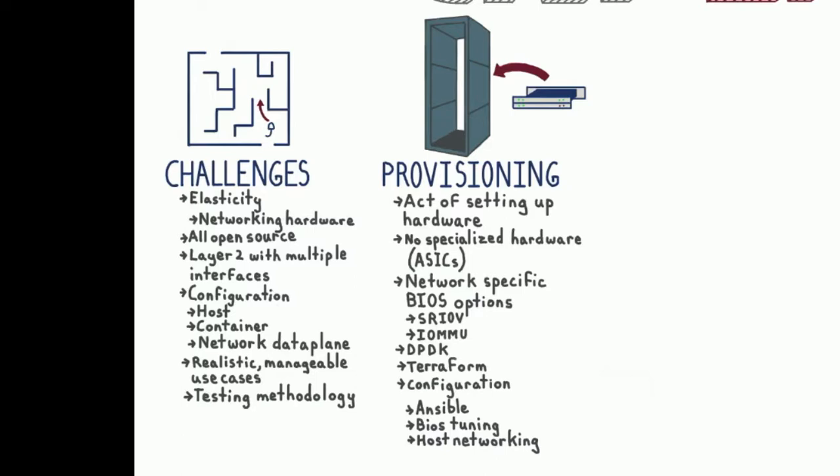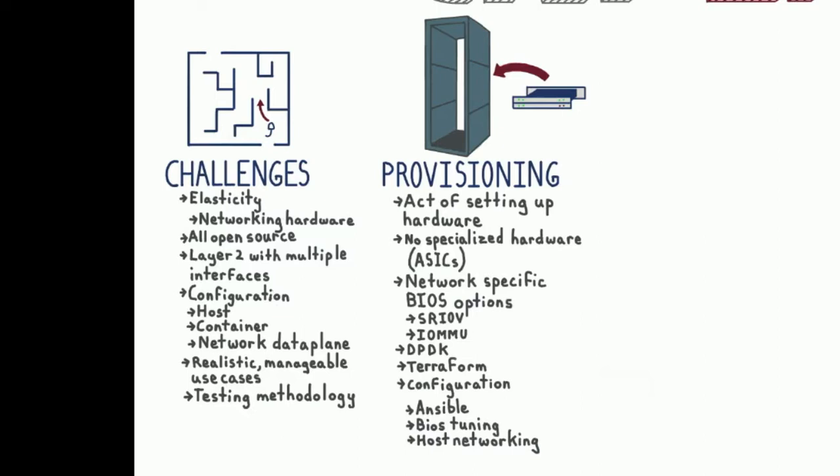When provisioning, we also need to take into account network-specific options for network cards and CPU usage when setting up the operating system. This includes setting BIOS options such as SRIOV and IOMMU. DPDK, when installed, makes use of these and other hardware functionalities if they are made available.